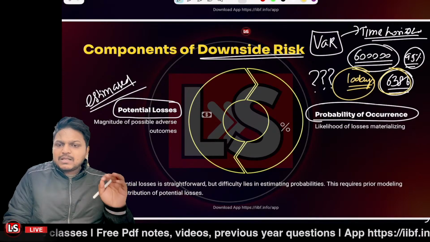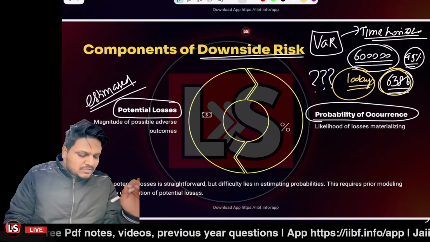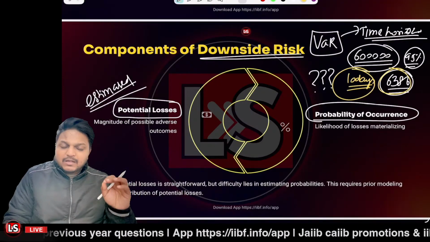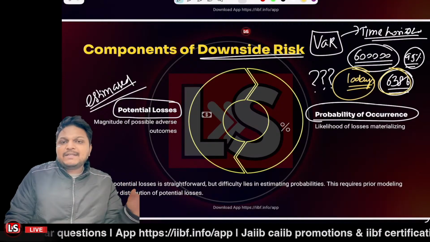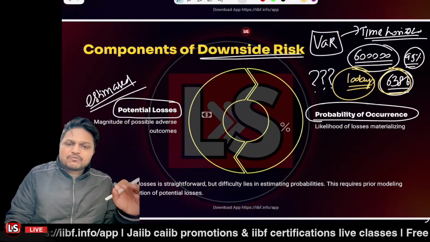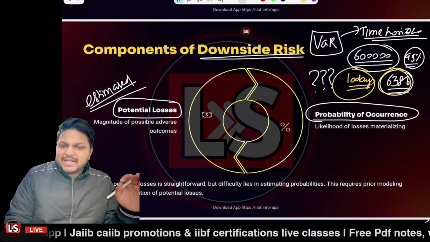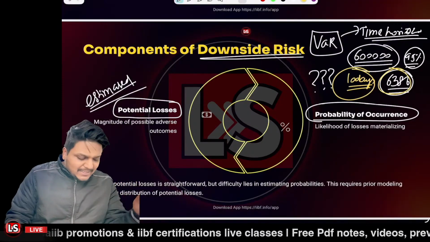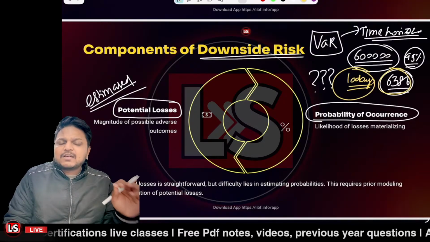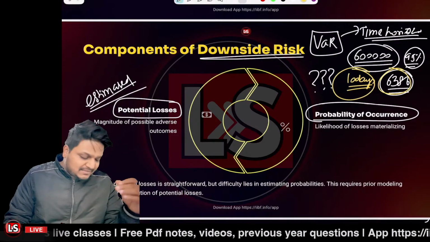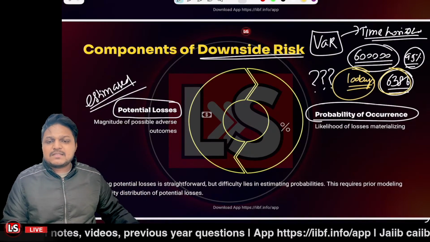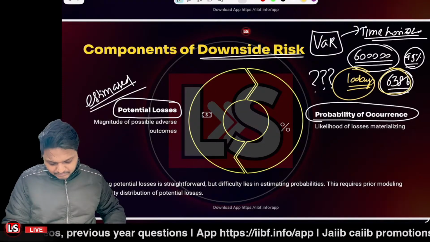Under normal conditions, the maximum loss will be limited to rupees 6,386 over a time horizon of 10 days, in 95% of the cases. With 95% confidence, only 5% chances are there that your maximum loss can exceed 6,386. This is VAR. This is the value at risk, right?